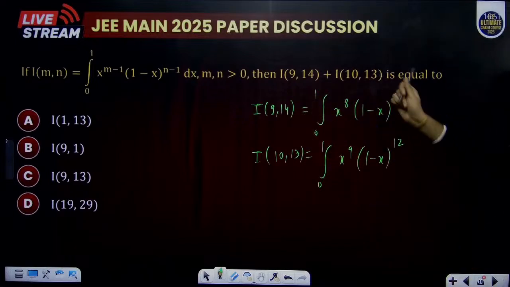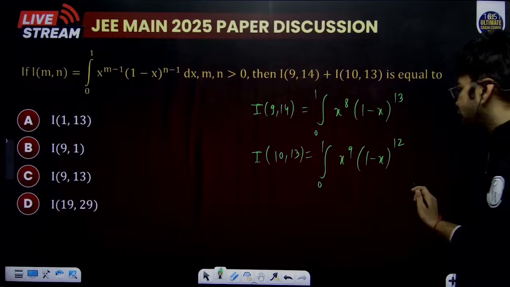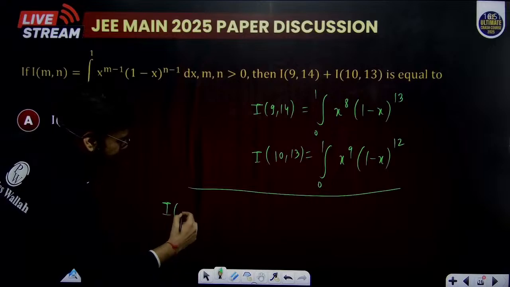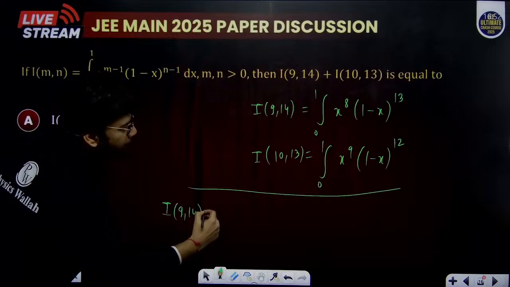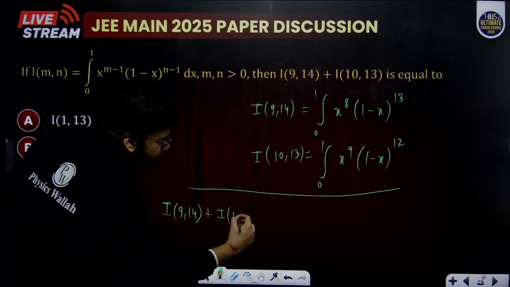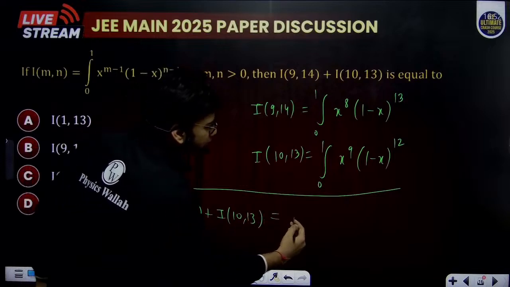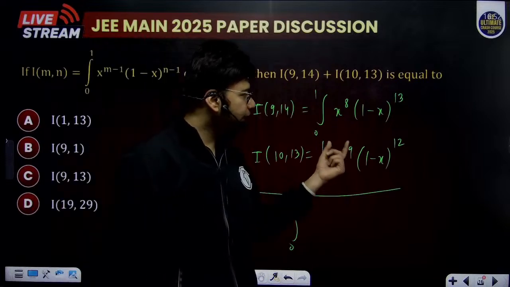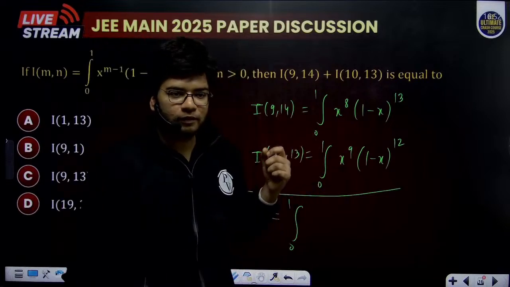Now you want to add these two, right? Simply add these two equations. What you will get? I 9, 14 plus I 10, 13 is equal to integration 0 to 1. Take x raised to the power 8 as common.